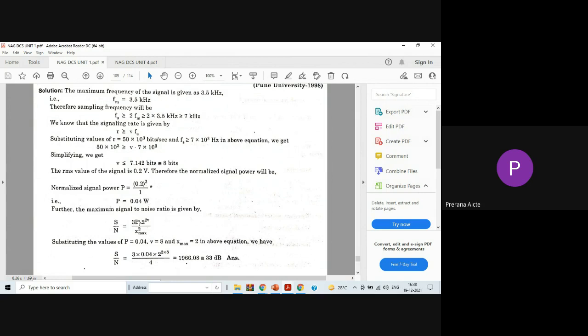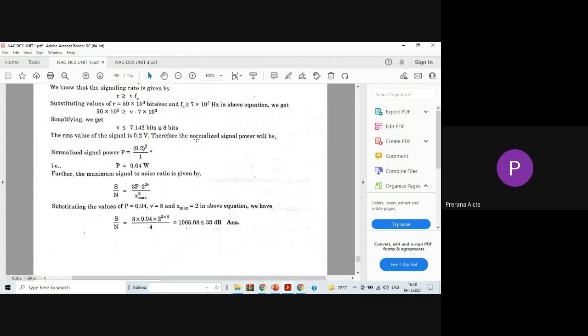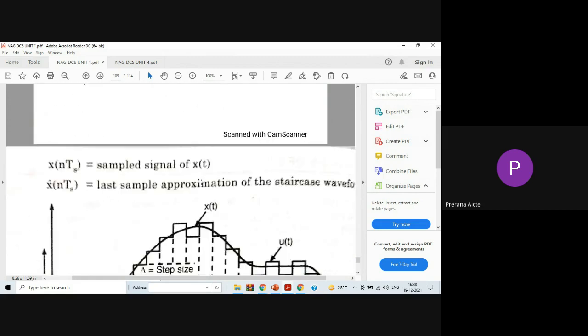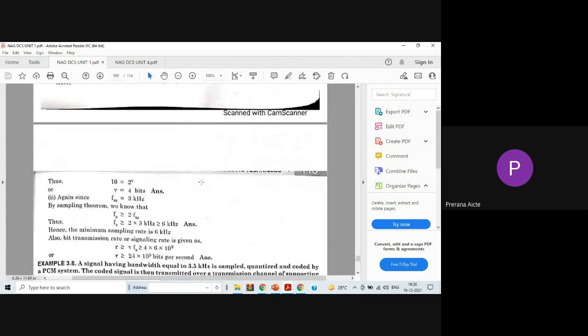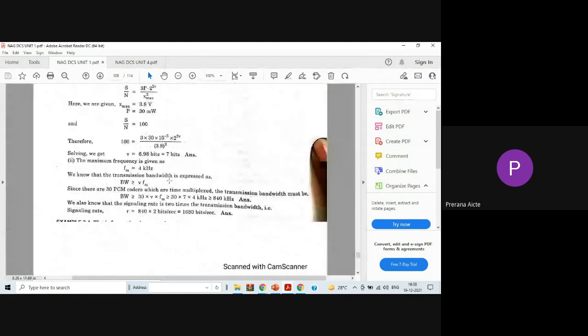Okay, let's substitute 3 into P, which is nothing but 0.04 into 2 power 2V. V is the code word length, 8, and X max squared, because they have given the input signal has a peak to peak value of 4 volts. So that's why we are substituting this. So what are we getting? 33 decibels. We are getting 33 decibels. Okay, this is about the pulse code modulation, pulse code transmitter and its problems.